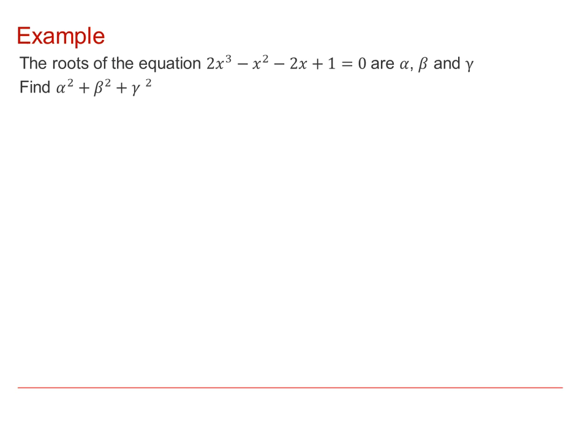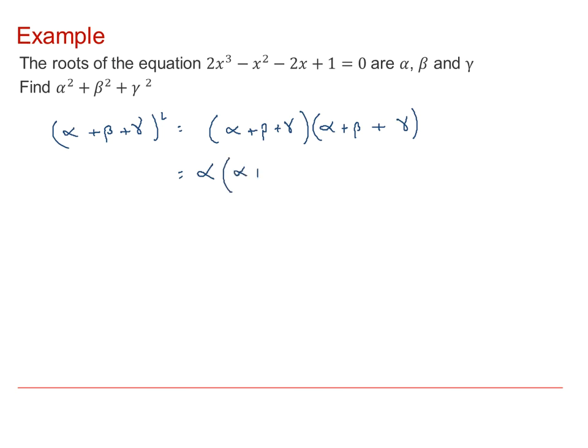Well, the first thing we do is we note if we look at alpha plus beta plus gamma all squared, then that will be equal to obviously alpha plus beta plus gamma multiplied by itself, alpha plus beta plus gamma. And we can calculate that by taking each of the terms in the first bracket, alpha, and multiplying by the second bracket, alpha plus beta plus gamma. And then obviously beta times alpha plus beta plus gamma, and finally gamma multiplied by alpha plus beta plus gamma.